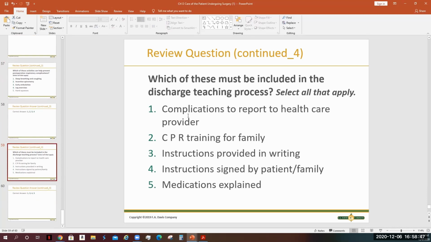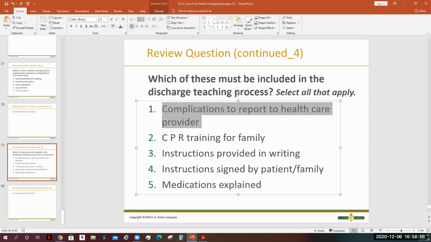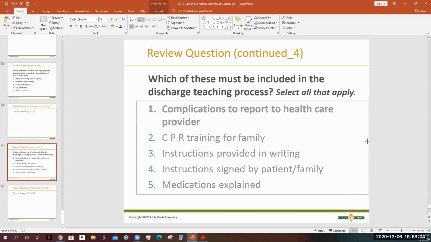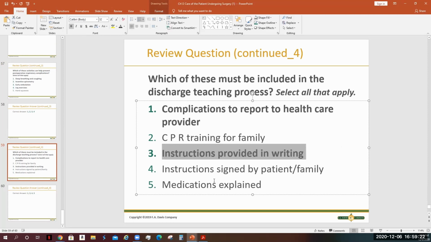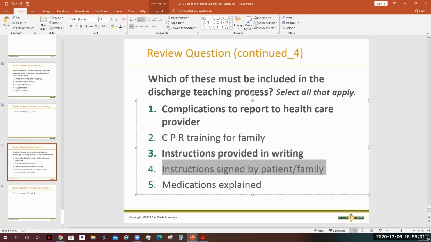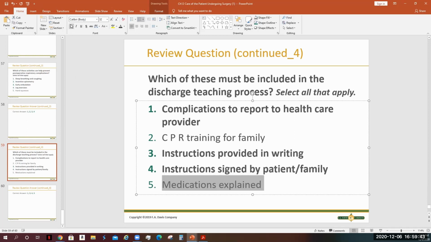The last one. Which of these must be included in the discharge teaching process? Select all that apply. Number 1, complications to report to the healthcare provider. You bet. You definitely need to make sure the patient knows that. Number 2, CPR training for family. Well, no, I don't think that's really part of it for discharge teaching. Okay, number 3, instructions provided in writing. Yes, you must also provide them in writing. 4, instructions signed by the patient/family. Yes, you need to get them to sign them so that there's recognition that they exist and that they were acknowledging receipt. Number 5, medications explained. Yes, you need to explain any medications before discharge. So that is part of your teaching process.